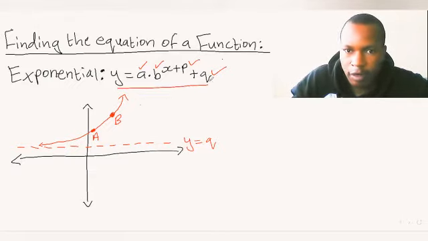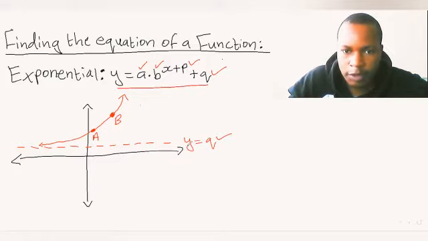To determine the value of q, we would need to refer to the horizontal asymptote. So that would just be y equals q. Remember that the horizontal asymptote would be the line that the graph itself cannot touch. To find the other values, so that would be a, b, as well as p, we would need to make use of the points on the graph. Since we have three unknowns, we would need 3 points.